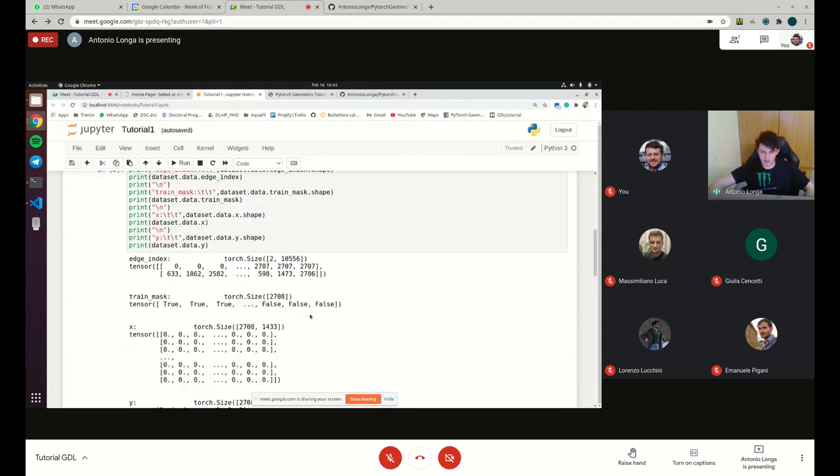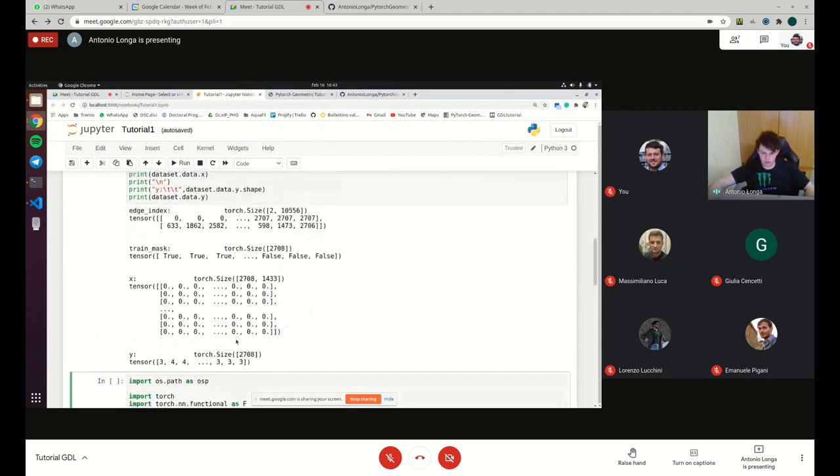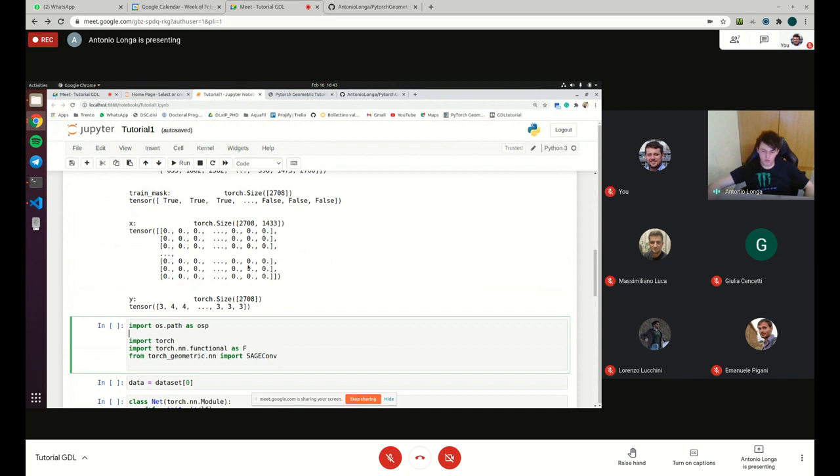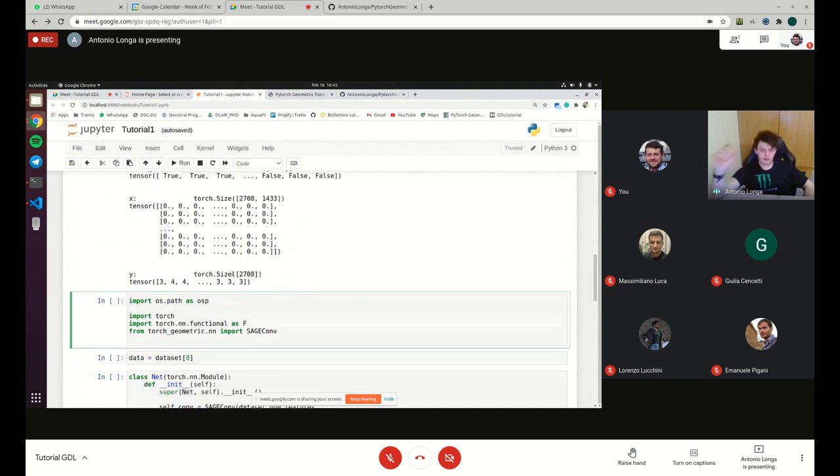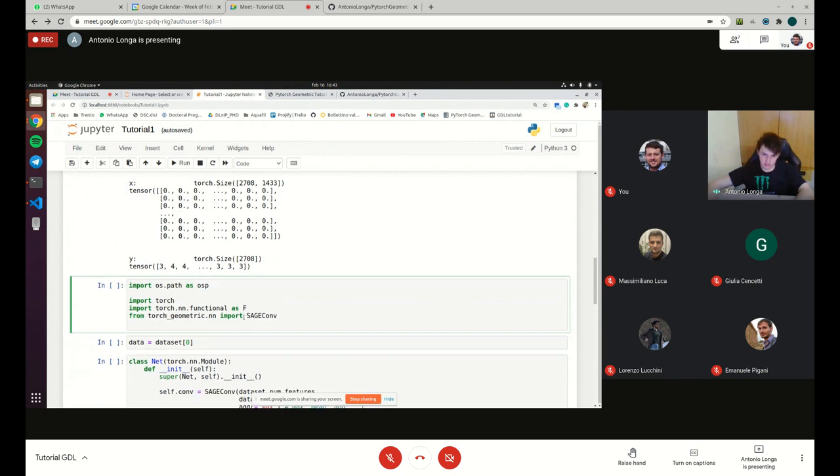Actually, in the next lecture, we will see how to load your own graph, your own dataset. We will see functions that allow you to convert from NetworkX to PyTorch, from PyTorch to NetworkX, and several other functions.